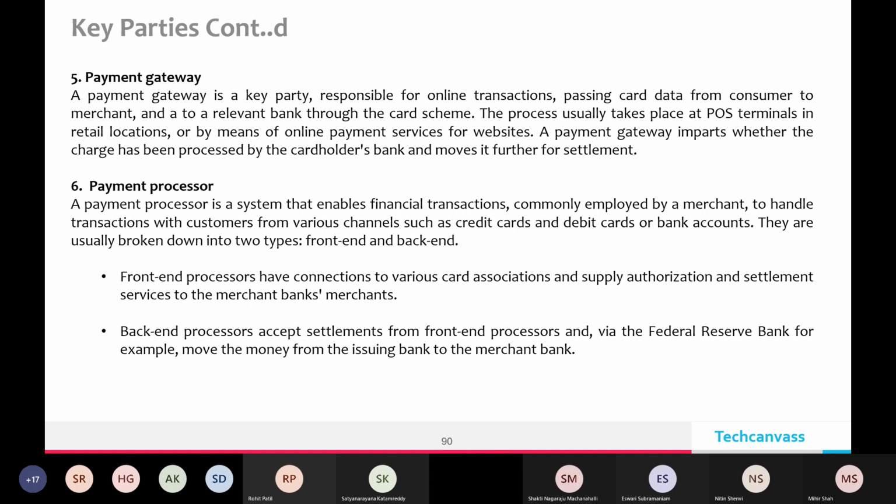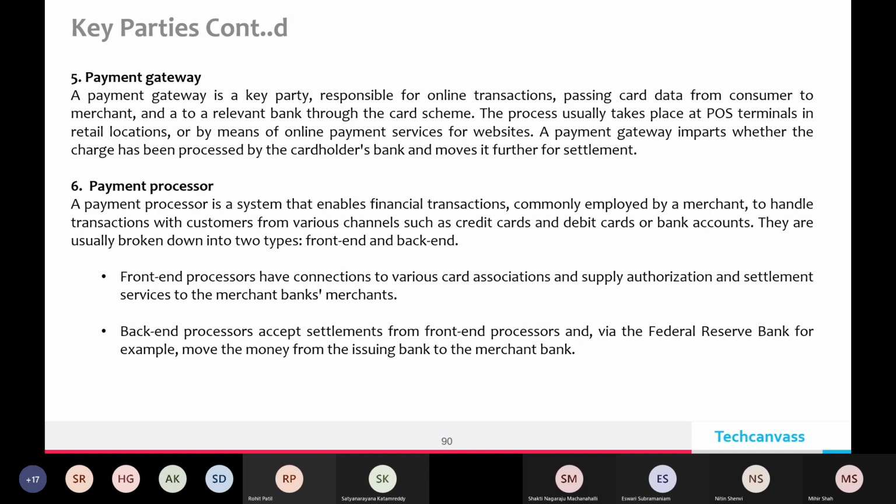If a customer comes and says he has a Diners Club card, he can just use the Diners Club card and make the payment. Or if the customer says he wants to use UPI, yes, through the payment gateway you can do that. So the advantage with the payment gateway is that it creates seamless connectivity between the merchant and the customer.